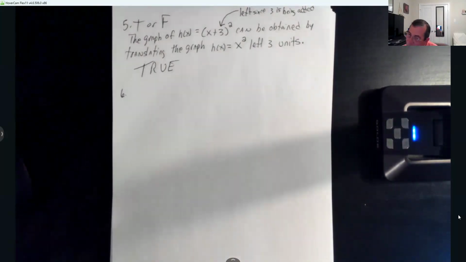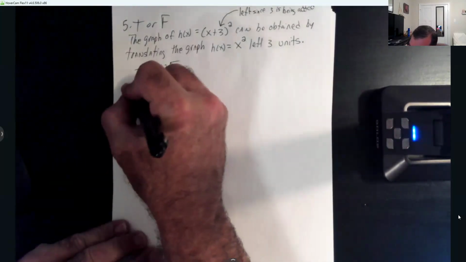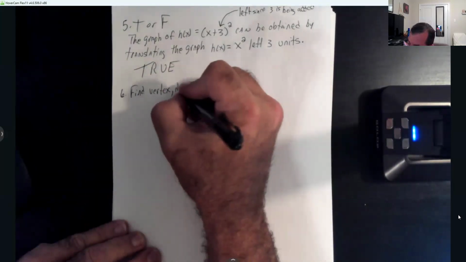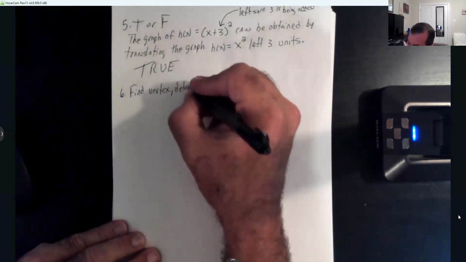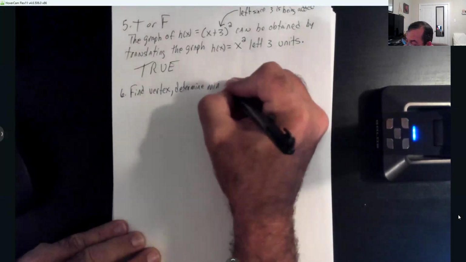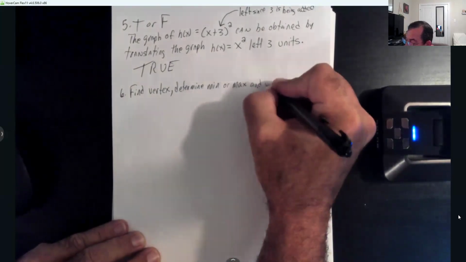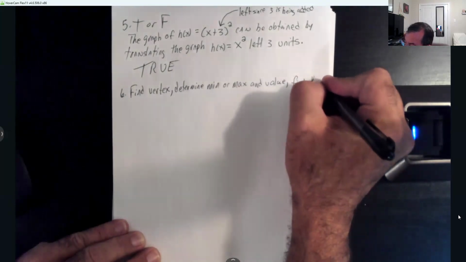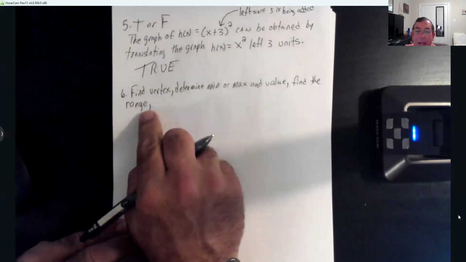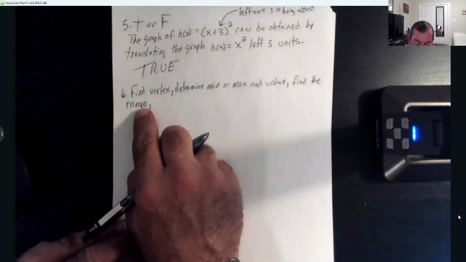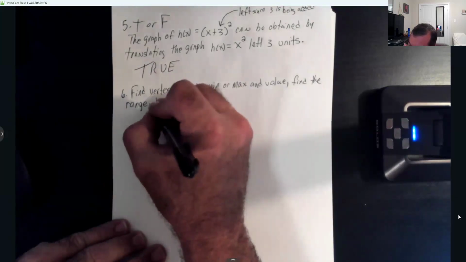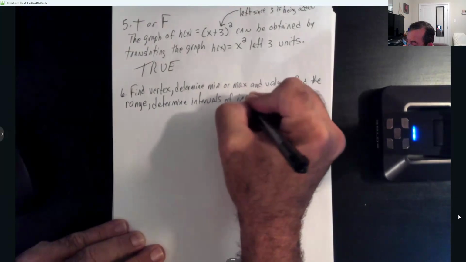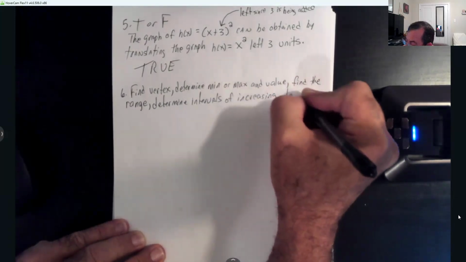All right, now, these ones, they start sort of turning it up a little bit. For these ones, we're going to find the vertex, which we've been doing. So nothing new there. We're going to determine min or max and the value. But y'all, here's the new one. We're going to find the range. So the range is a new one. That's dealing with the y values. Oh, and watch this. Determine intervals of increasing and decreasing.